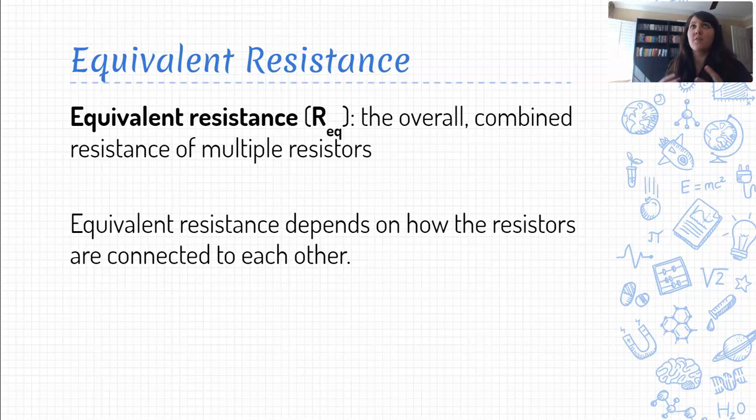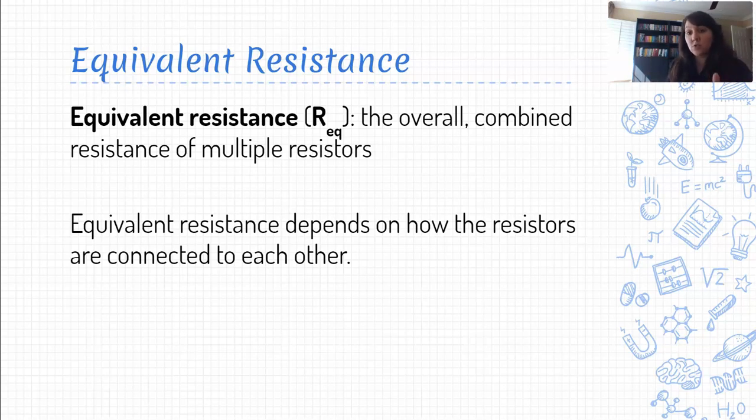Or essentially, if I have a whole bunch of resistors that are all connected to each other, what one resistor could I replace that whole mess of resistors with that would have the same overall effect on the current that is traveling through the circuit and being drawn from the power source? Okay, so equivalent resistance, just like the sum total outcome of our many resistors that are all connected to each other.